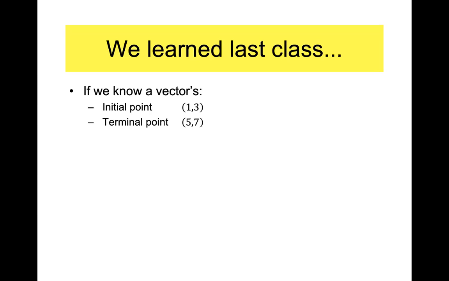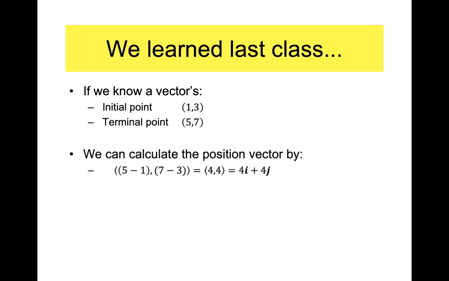We think about a vector visually as having an initial point and a terminal point on the coordinate plane. Initial point meaning the start of it, terminal point meaning the end of it. This is drawn as a ray, although remember rays go on forever, vectors do not. The initial point is literally a point on the graph. The terminal point is a point on the graph. And we said we can calculate what's called the position vector, the vector that can be placed at the origin by simply taking the x values, subtracting them, taking the y values, subtracting them, and writing them.